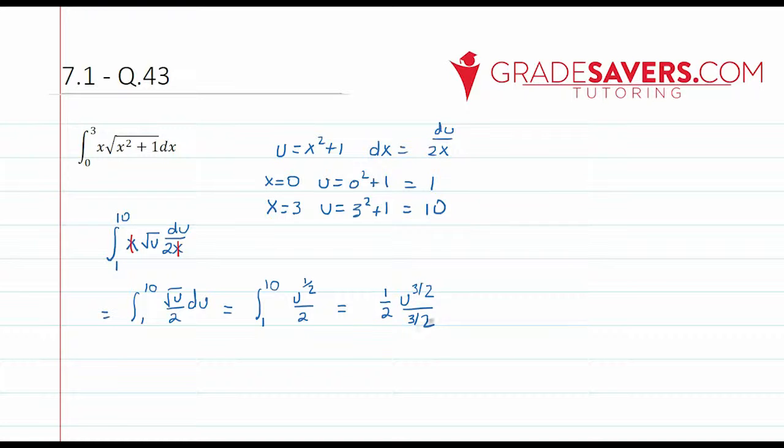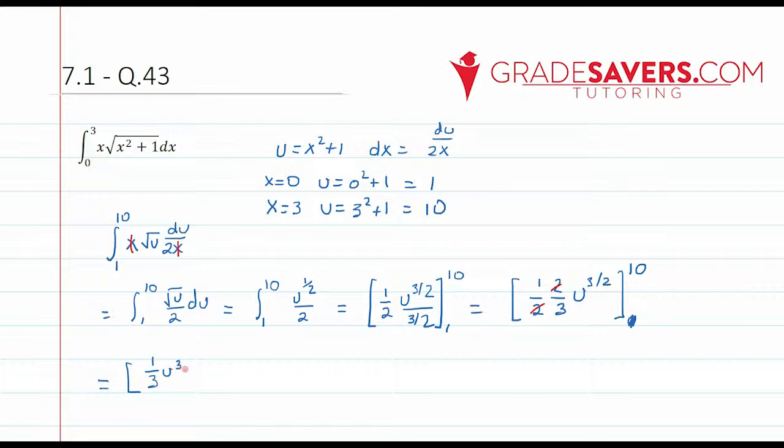And now back to this side of the equation, we need to evaluate this from 1 to 10. But before we evaluate, maybe we want to simplify this expression. So this becomes 1/2 times 2/3 u to the power of 3/2. And what happens here? It looks like this 2 and this 2 cancel out, so we are left with 1/3. So this is equivalent to 1/3 u to the power of 3/2 from 1 to 10.